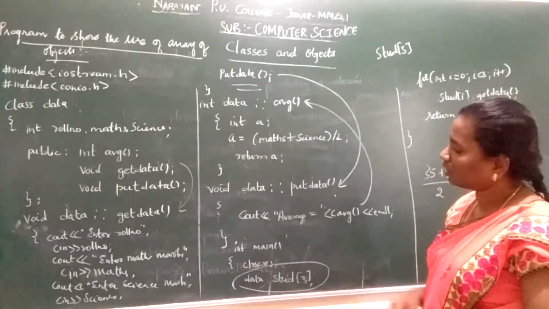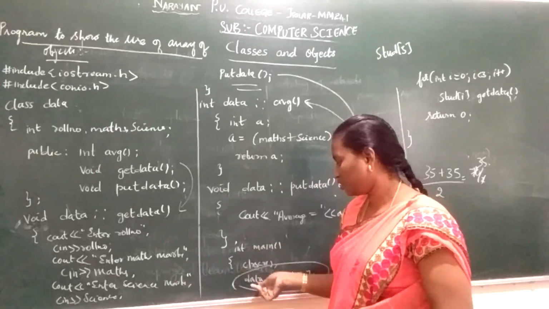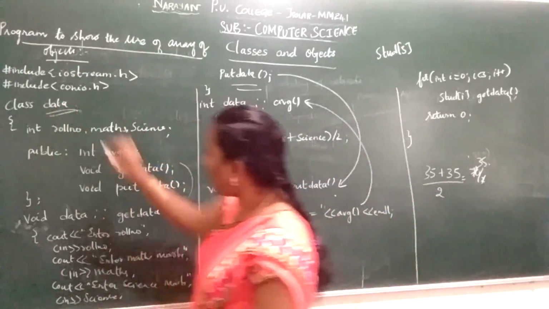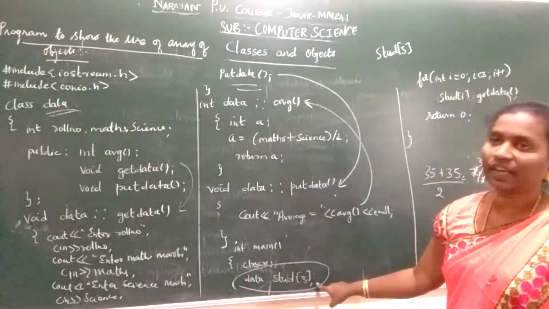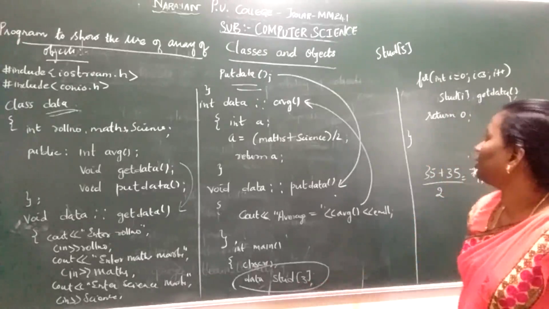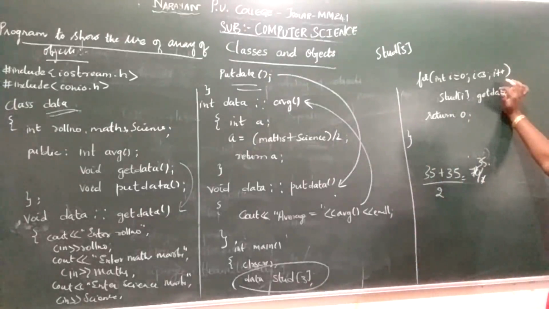So this is how here we encounter the array of objects in the main function. In the main function, by using my class name. What is my class name? Data. By using my class name I created an array of objects. Okay, so this stud[3] is nothing but an array of objects. Then I have a for loop, I can read the information up to.